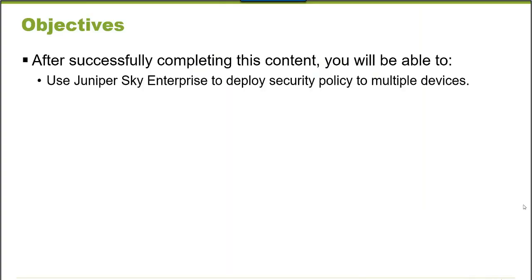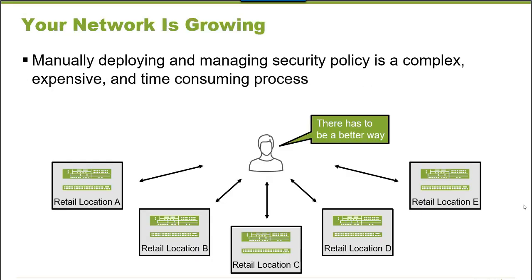After successfully completing this learning byte, you will be able to use the Juniper Sky Enterprise application to deploy security policy to multiple devices. Here's our issue. Our good friend, Fred, is responsible for managing multiple devices in multiple remote locations. He's responsible for maintaining a consistent security posture for his organization, and his organization does not stop growing. It never slows down. Fred works for a retail company, and they're opening new locations one after the other, and it's just hard to manage all this.